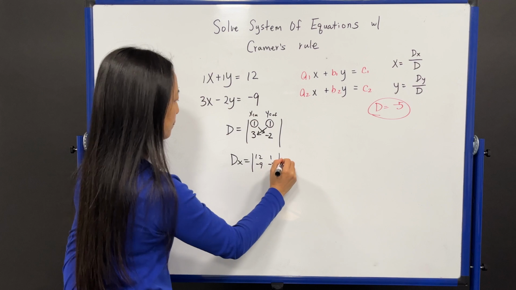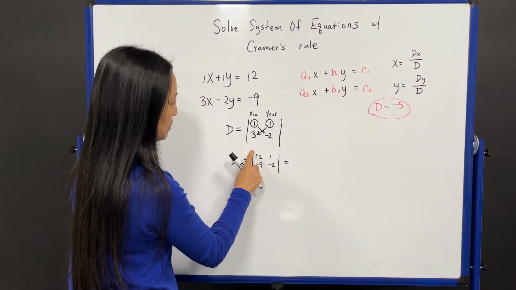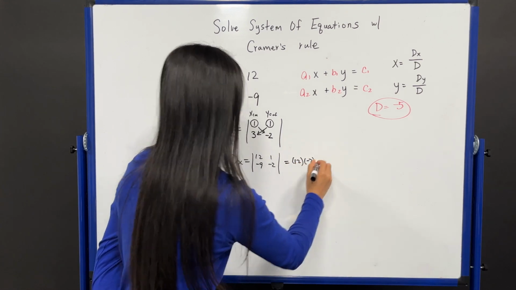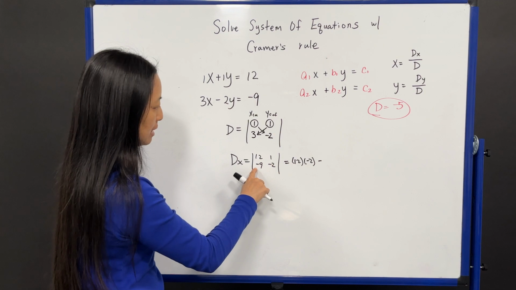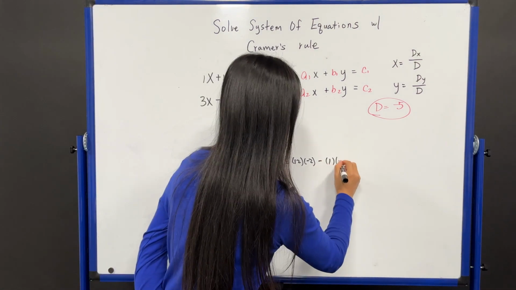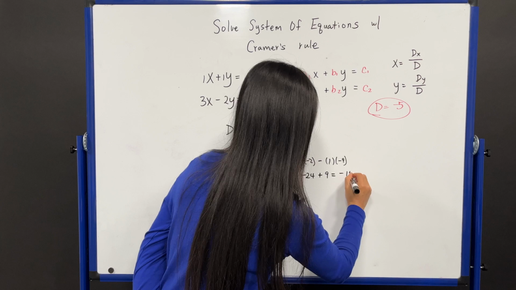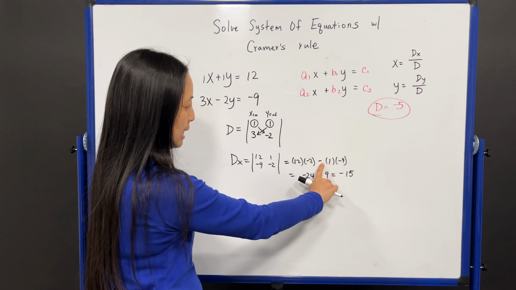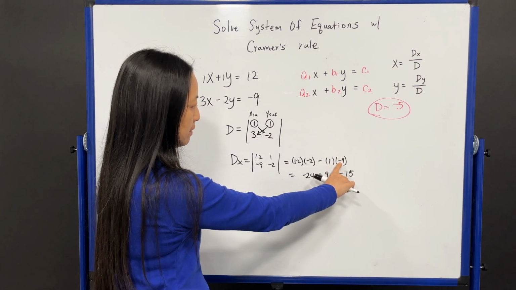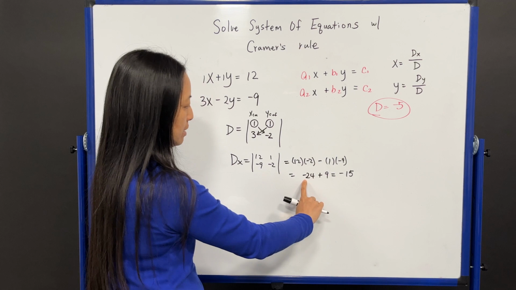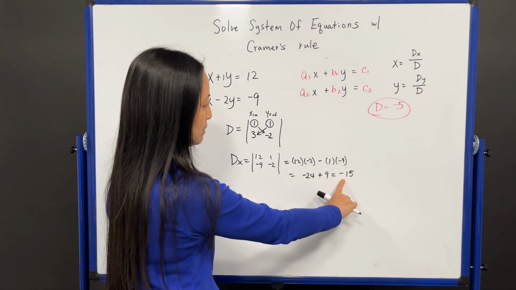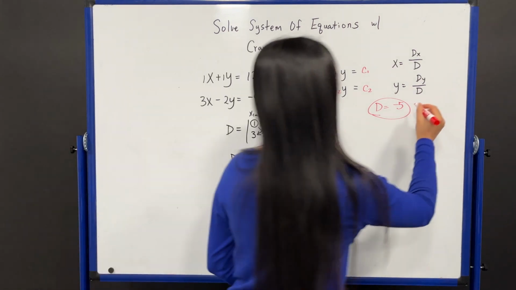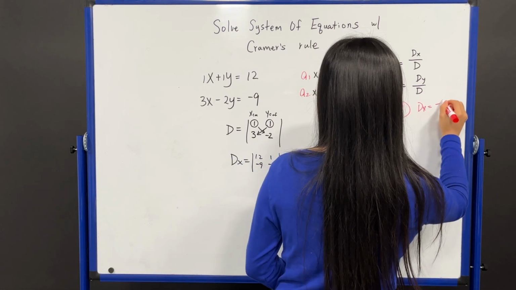1 and negative 2. Once again, we take the first number and multiply diagonally. That's 12 times negative 2 minus 1 times, diagonally again, 1 times negative 9. So we have 12 times negative 2 is negative 24. And negative 1 times negative 9 is positive 9. Negative 24 plus 9 is equal to negative 15. So here we have Dx is equal to negative 15.